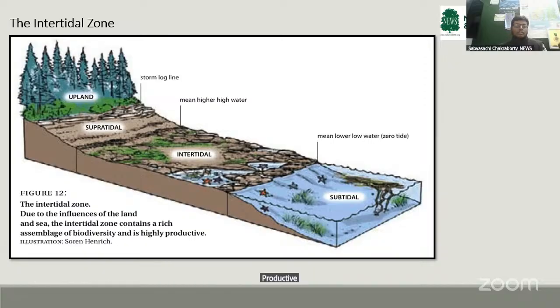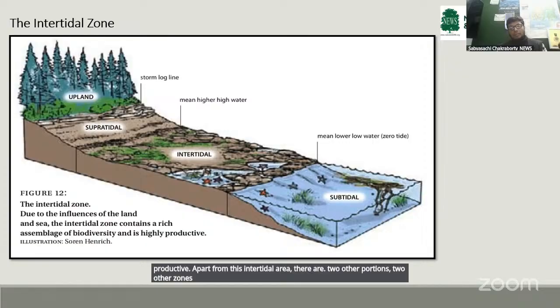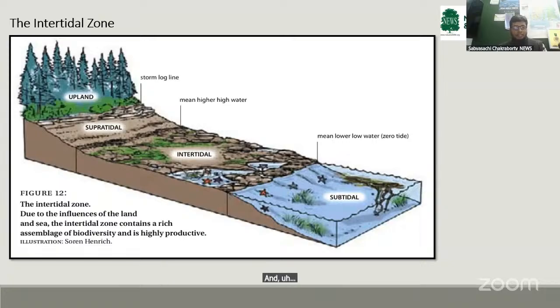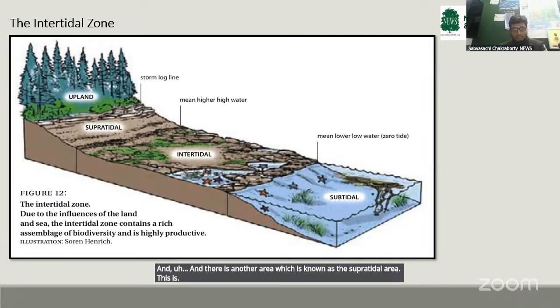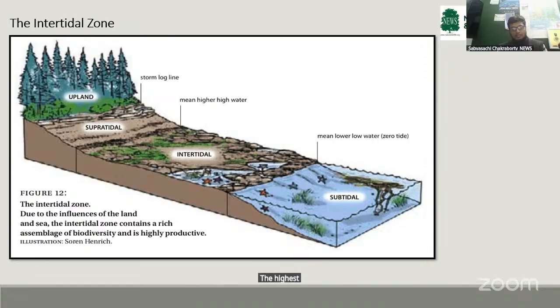Apart from this intertidal area, there are two other zones. One is known as the subtidal area, which is always submerged under the water, and there is another area which is known as the supratidal area. This is where the highest high water reaches during the spring tides. The water reaches that portion only then. Otherwise, it stays exposed always.